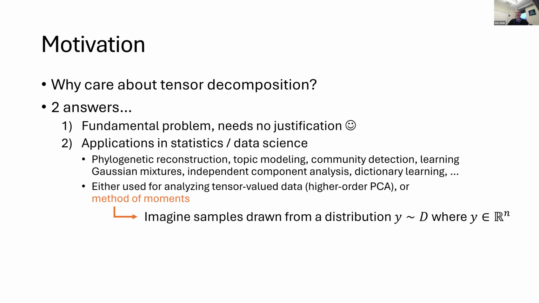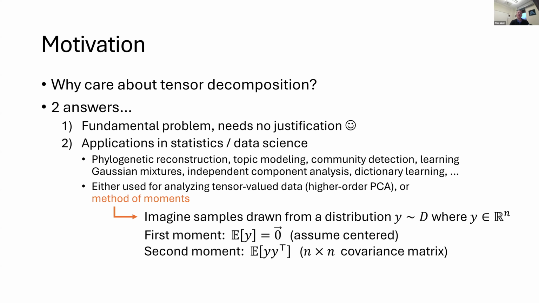So imagine that you have a bunch of samples drawn from some distribution. These are high-dimensional samples, and you want to learn something about the underlying distribution. So one thing you might start to do is to estimate the moments of the distribution from your sample. The first moment, second moment would be like the covariance matrix. But then if you want to go into the third moment, this will be a tensor.